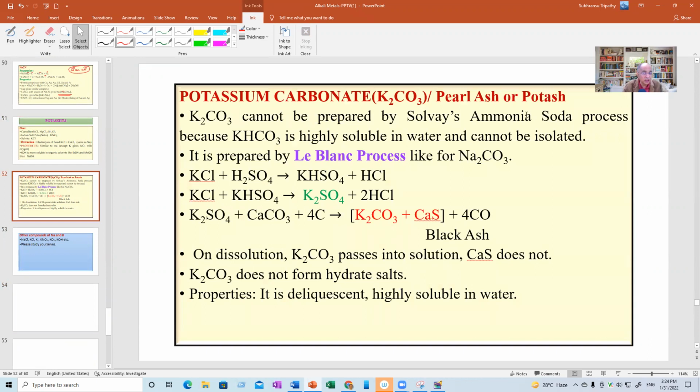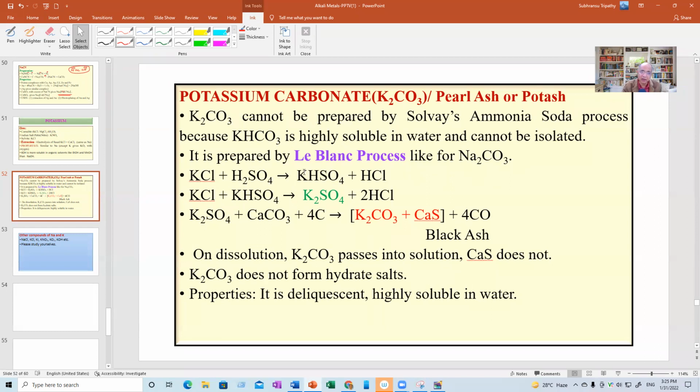And potassium carbonate is called potash or pearl ash. This is prepared by the Leblanc process. You might ask me why the Solvay ammonia soda process is not applicable. So instead of NaCl brine, we will take KCl. Same thing will happen? No, because potassium bicarbonate produced in the second step is not sparingly soluble. It will not precipitate out, it will flow out. So you can't isolate potassium bicarbonate. It is highly soluble in water, unlike its brother sodium bicarbonate. So the Solvay process is not applied.